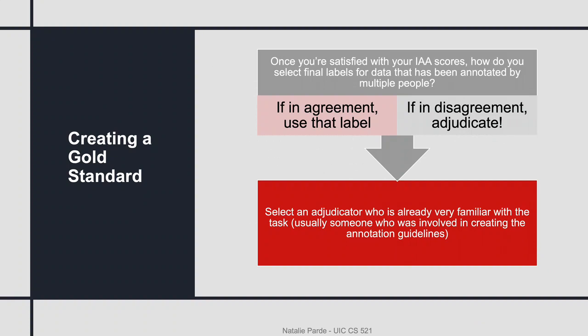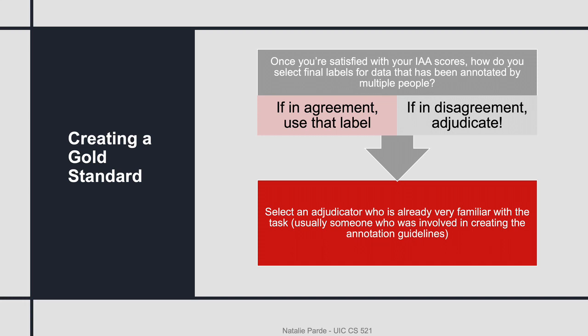Once you're satisfied with your inter-annotator agreement scores, you'll need to select your final gold standard labels that you'll use for the instances in your data set. For instances the annotators agreed upon, this is easy. You just use that label directly. However, unless you had absolutely perfect agreement, you'll need to come up with some way to adjudicate the instances that annotators disagreed about. One way to do this, if you have access to a task expert who wasn't already involved in annotating the data, is you can pass along the instances to that person, and they can make an informed judgment to assign the gold standard label based on all of the information available.